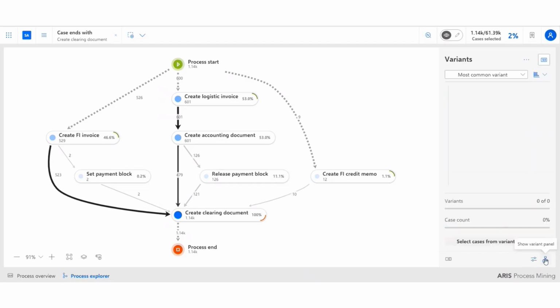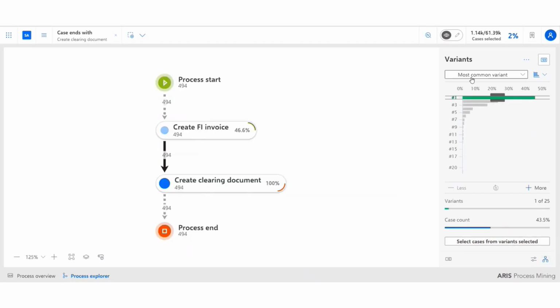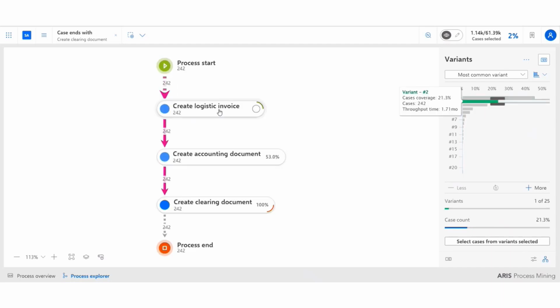So where you can see, for instance, the most common variant. In this example, we have the finance invoices. The next one is about logistics. Then we have another one, again logistics, but with a correction of the account document, right?